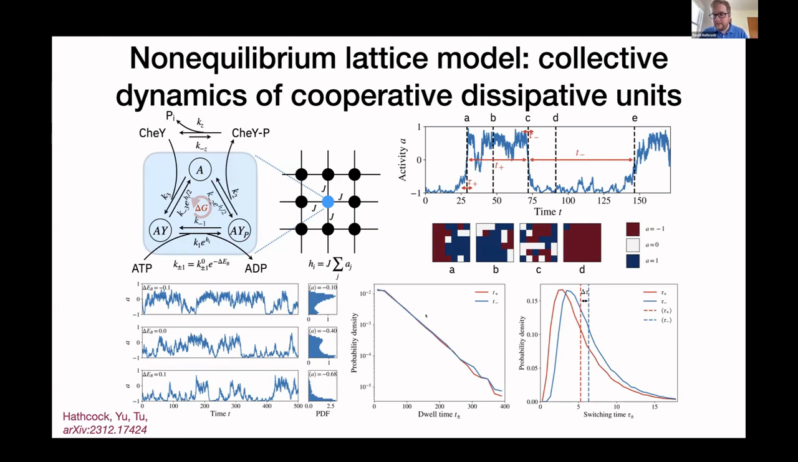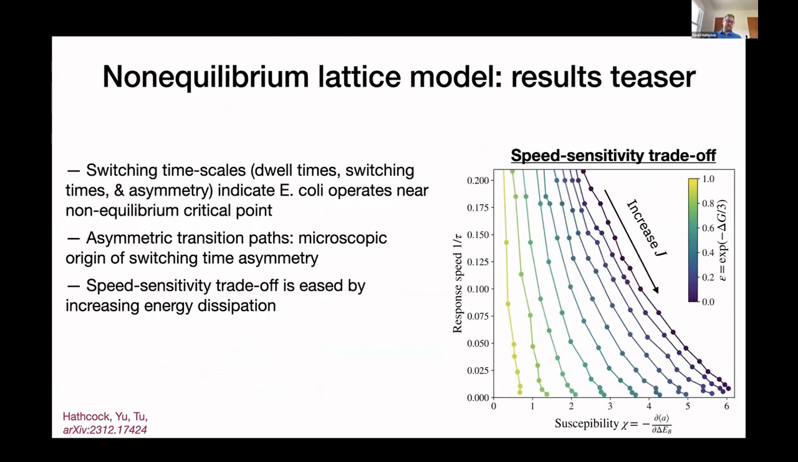Extracting timescales from these switching trajectories, the dwell times are exponentially distributed, which is what's seen in experiments. And most importantly, we reproduce this asymmetry in the forward to backward switching time because of the dissipative nature of these cycles in the lattice. I don't have time to tell you about all the investigations we've done with this model, but I'll give you some teasers.